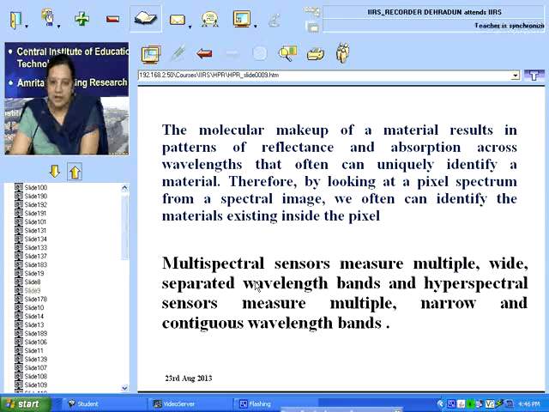So the molecular makeup of the material results in patterns of reflectance and absorption across the wavelengths that often uniquely identify a material. Therefore, by looking at a pixel spectrum from a spectral image, we can identify the materials existing inside the pixel, whereas multispectral sensors measure multiple wide, separated wavebands, and hyperspectral sensors measure multiple narrow and contiguous wavebands. So that is the strength of hyperspectral remote sensing data sets.